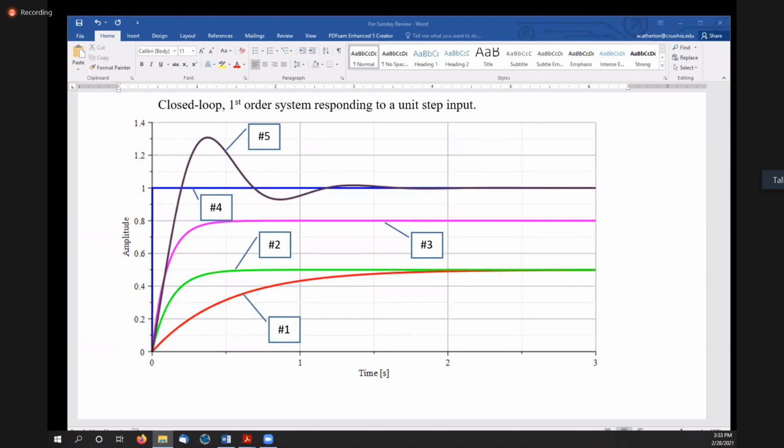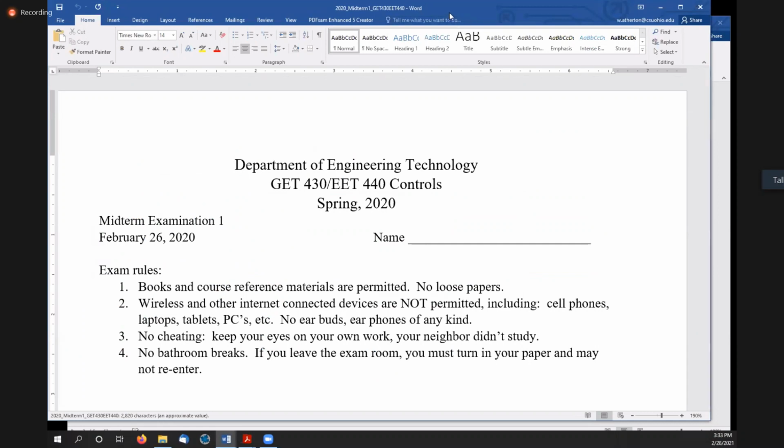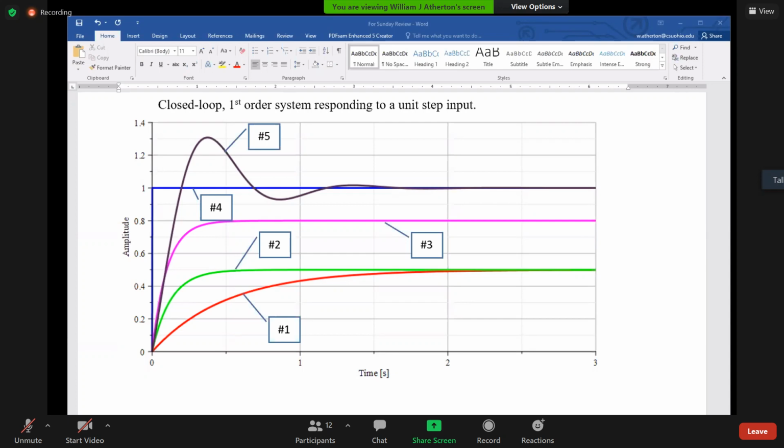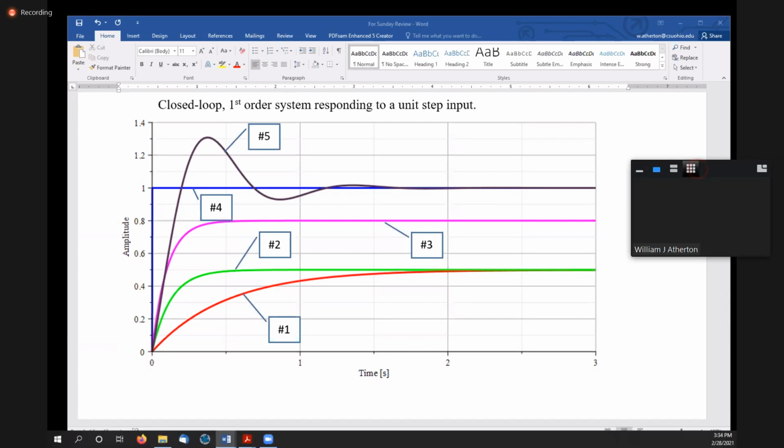Let me back up a little bit. Let's bring this over here. This was last year's midterm. I think this problem came from there. All right, so you could ask a bunch of things about this.